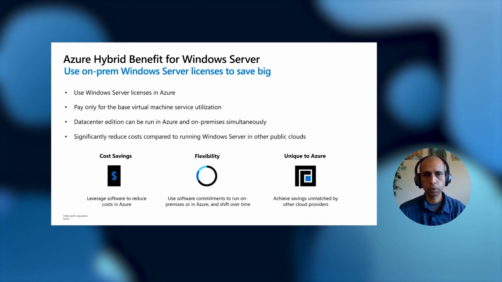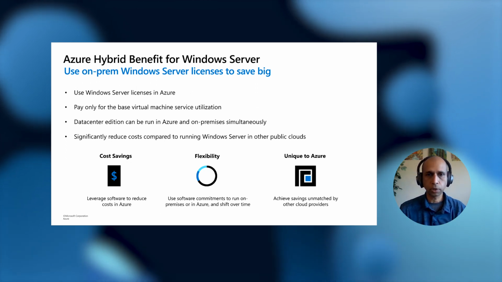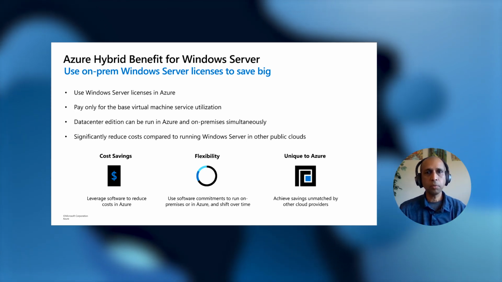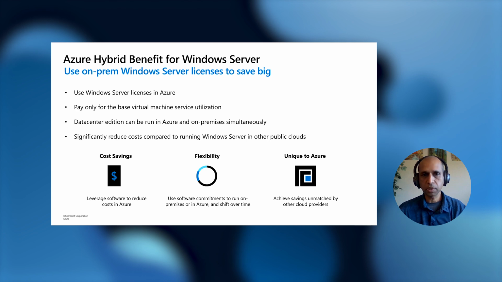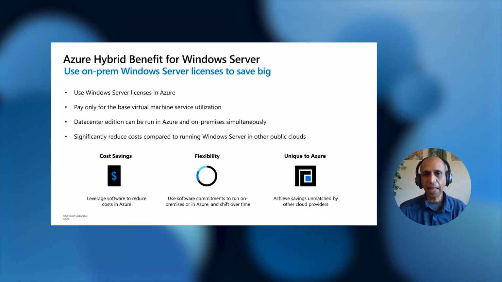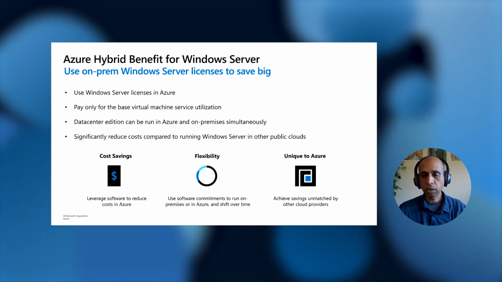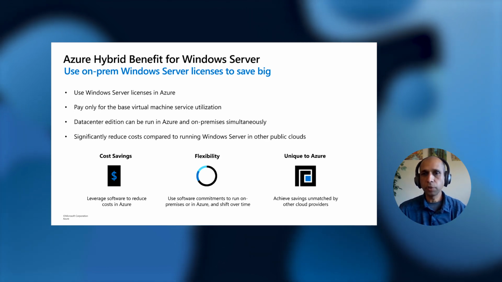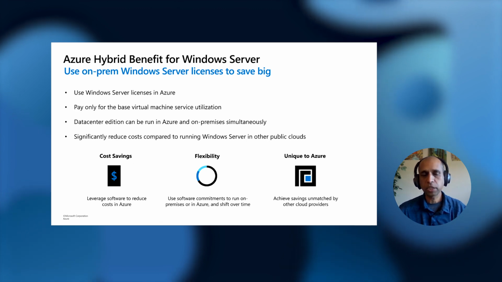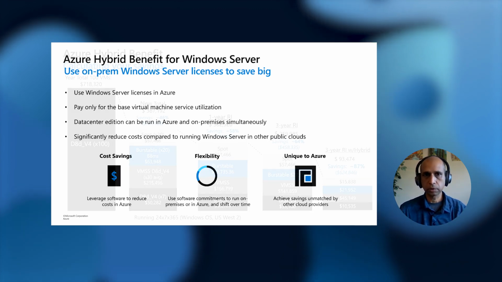With Azure Hybrid Benefit, you can essentially use your on-premise Windows Server licenses and save big on the cloud. You only pay for the base virtual machine server utilization when you have deployed into the cloud. The data center edition can run in Azure and on-premises simultaneously. Last but not least, and most important, is that this offer is unique to Azure. So you achieve savings on Azure that are unmatched by other cloud providers.